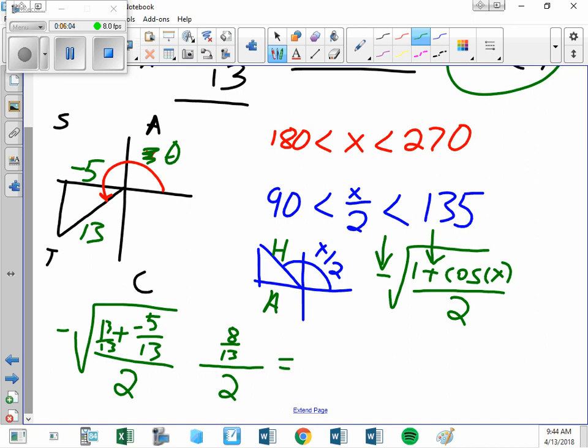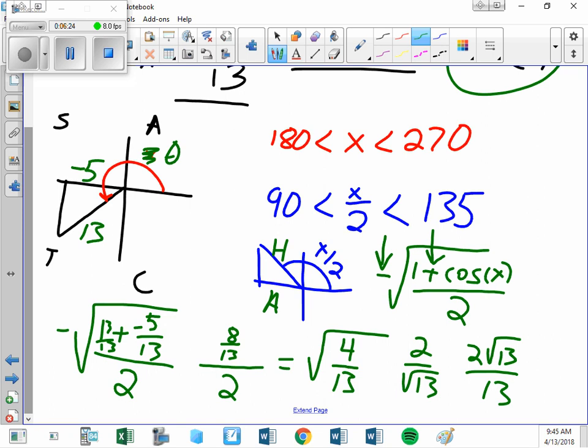So this is going to be the square root of 4/13. The top square roots, and I get 2 over √13, and that's going to be 2√13/13. That wasn't too bad, right? I mean, there are a lot of steps. 68. I did an even. Yeah.